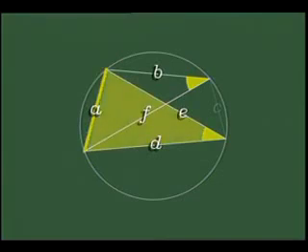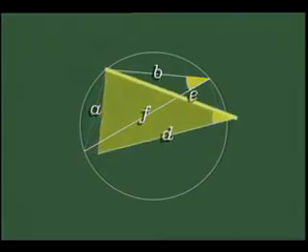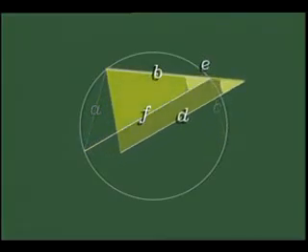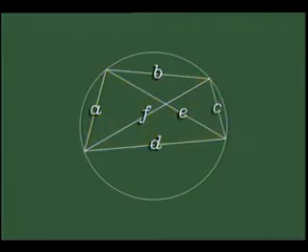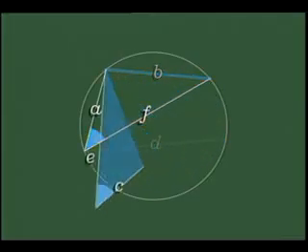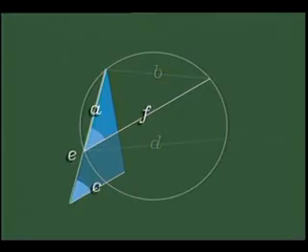Rotate this triangle until this diagonal of length E lies along this edge of length B. The two shaded triangles are similar. Likewise, these two angles are equal because they cut off the same chord. So rotating this triangle reveals another pair of similar triangles.